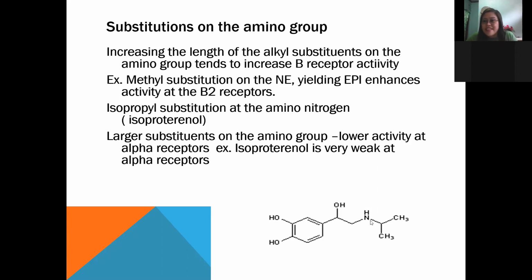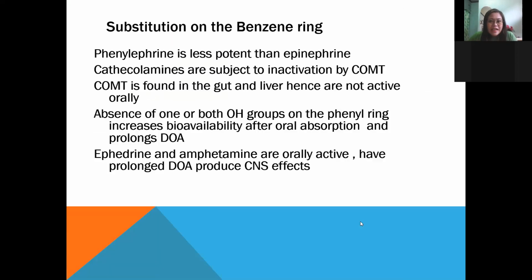And then, if you look, there is a substituent on the NH. Supposedly this is NH2, so we remove the hydrogen and replace it with a substituent. In this case, this is isopropyl. This is a bulkier substituent, which makes this drug favor binding to the beta receptor over the alpha receptor. Actually, this structure is isoproterenol. So we have encountered isoproterenol.